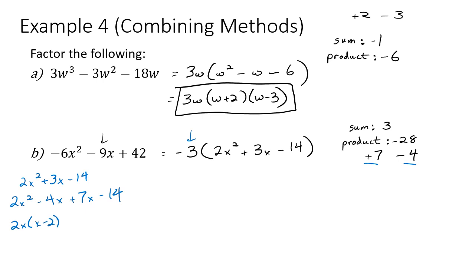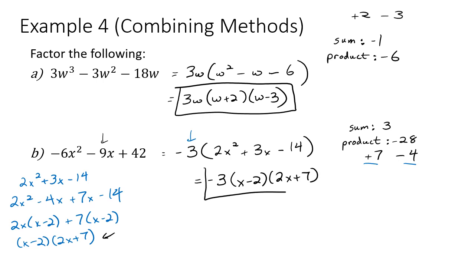Pull a 2x out of the first two terms. Pull a 7 out of the second two terms. Pull an x minus 2 out of both. And so what we have then is a negative 3 times this factored form of the parentheses times x minus 2 times 2x plus 7.